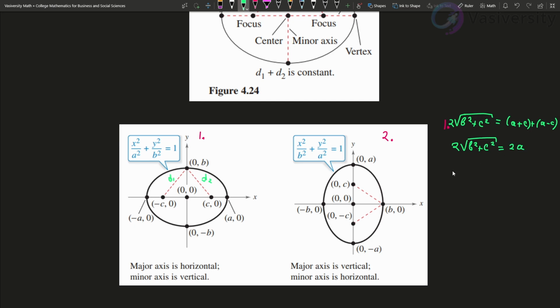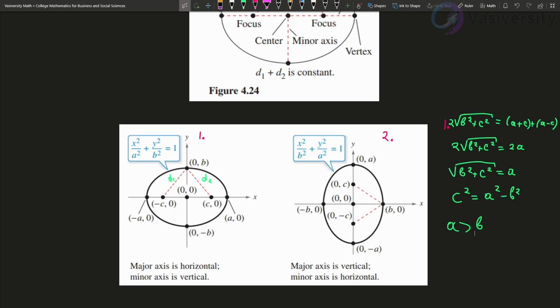So the 2 and 2 cancel out, so we have the square root of b squared plus c squared is equal to a. So c squared is equal to a squared minus b squared. And keep in mind that a here is greater than b, right? Because a is on the major axis, always. Okay, perfect. So now, let's take a look at one of the important properties of an ellipse.